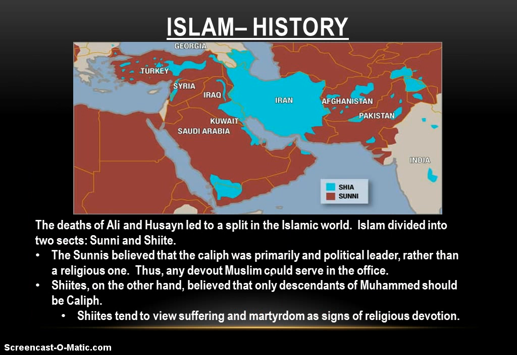Now, the deaths of Ali and Hussein lead to a split in the Islamic world. Islam now divided into 2 sects, Sunni and Shiite. And the Sunnis believed that the caliph could primarily be a political leader rather than a religious one. Thus, any devout Muslim could serve in the office because it was a political office. Shiites, on the other hand, believed that caliph was a religious and political thing, and thus only descendants of Muhammad should be caliph. And because of the death of Hussein in battle, Shiites tended to view suffering and martyrdom as signs of their religious devotion.